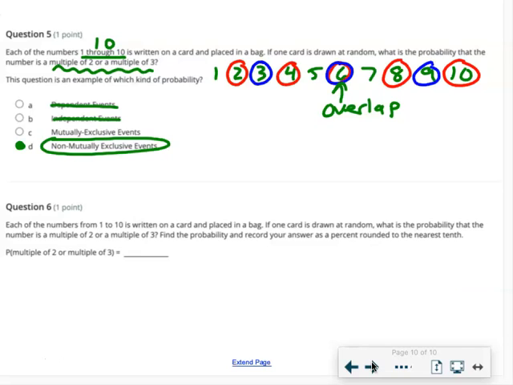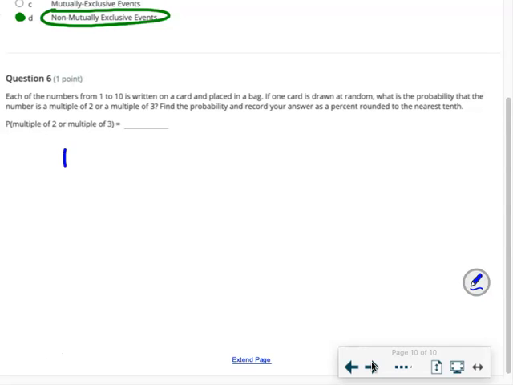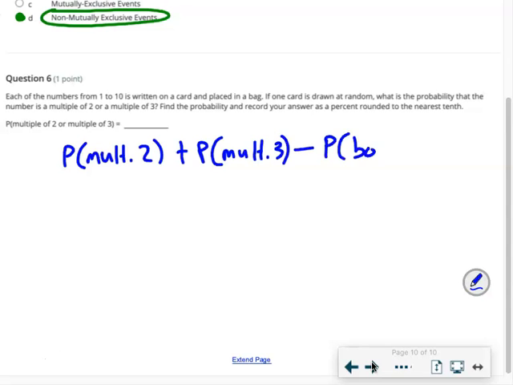Okay? So let's answer the question. Each of the numbers from 1 to 10 is written on a card and placed in a bag. We want to know the probability that we get a multiple of 2 or a multiple of 3. So that would be the probability of a multiple of 2 plus the probability of a multiple of 3. Since we said it's non-mutually exclusive, we have to subtract the probability that we get a number that's both. So there's 10 numbers for each of these.